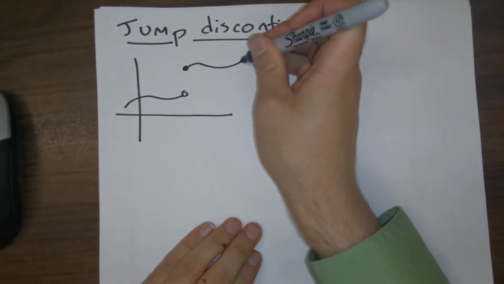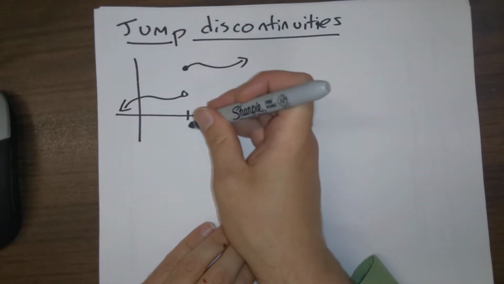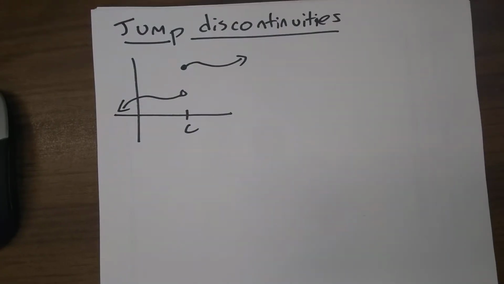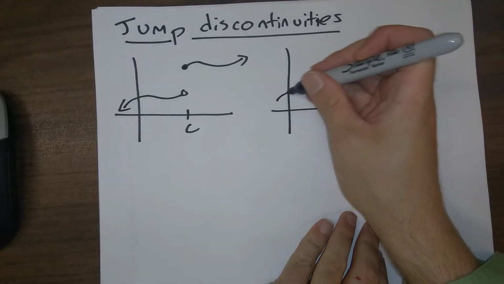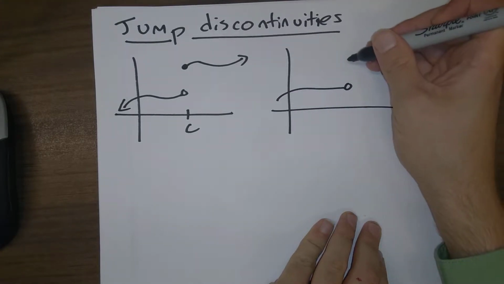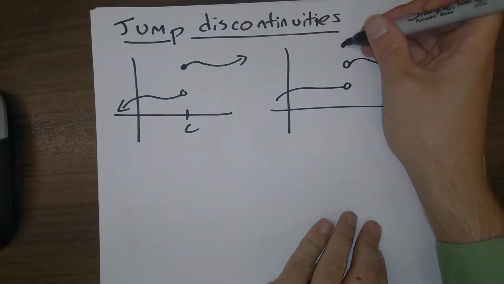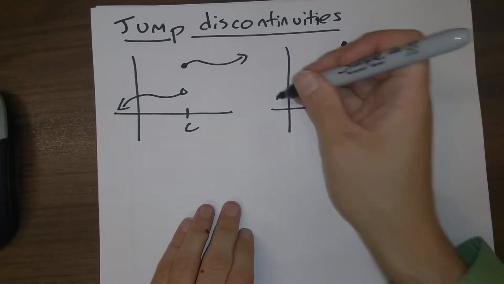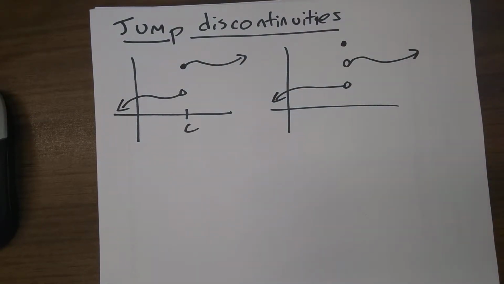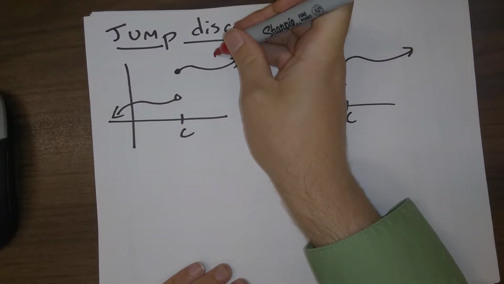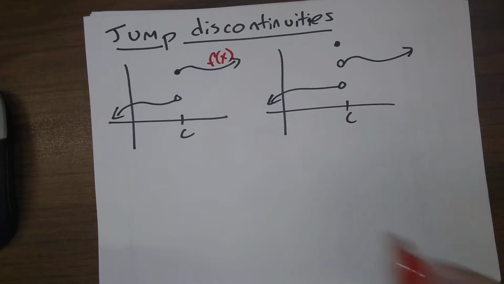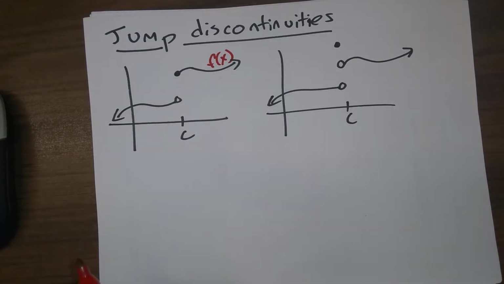So this is a function that has a jump discontinuity at c. A couple of others that would look like this might be something like this. And so the point here is that in these functions, you have the phenomenon. So take a look here, see if you can express in your own words what's going on here.